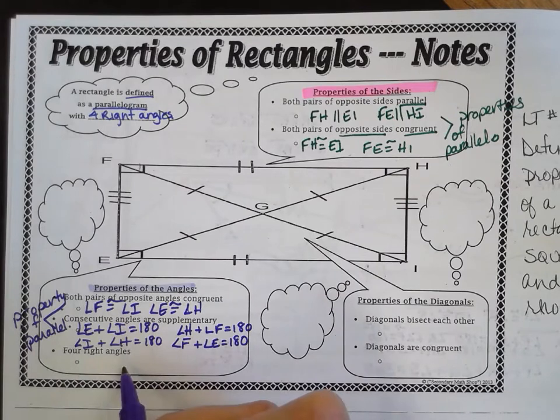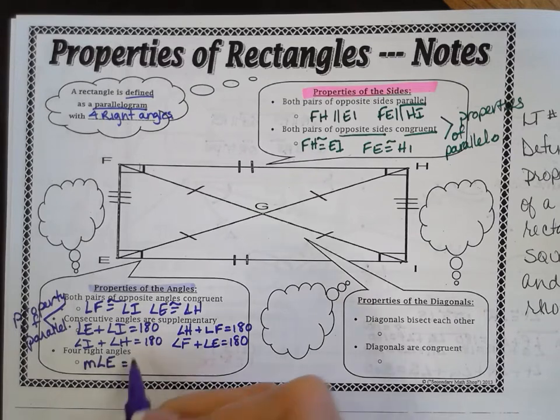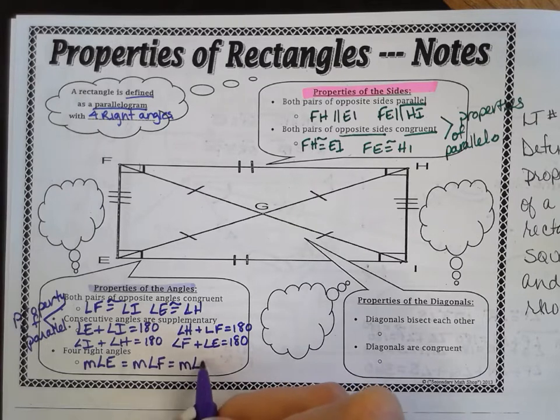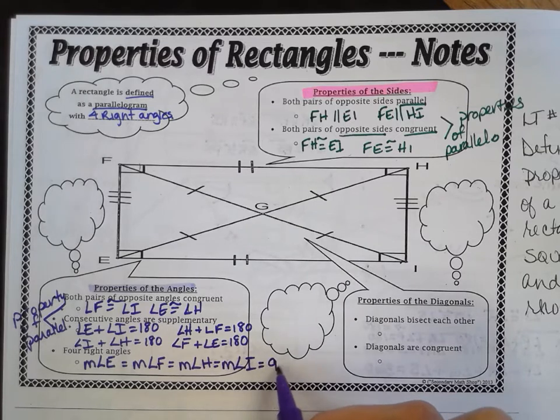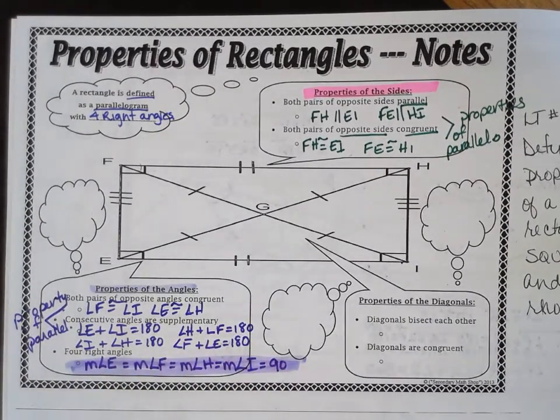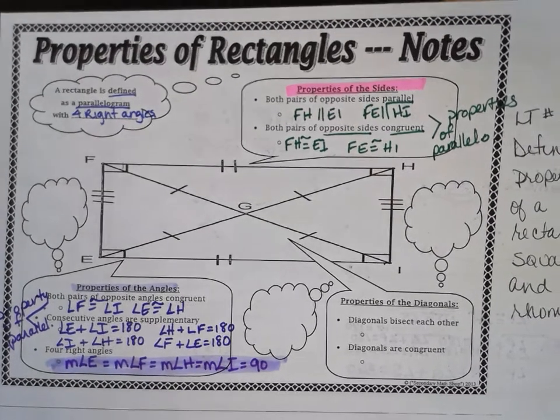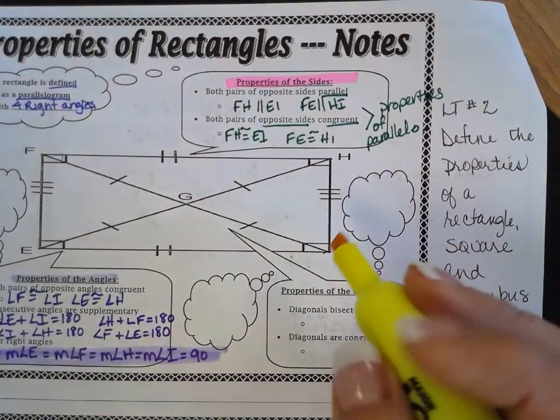Okay? 4 right angles. So the measure of angle E is going to be the same as the measure of angle F, which is equal to the measure of angle H, which is equal to the measure of angle I. And they all are equal to 90. Okay? That is a big one that makes it stand apart from your parallelogram. Okay, so now let's talk about our diagonals.